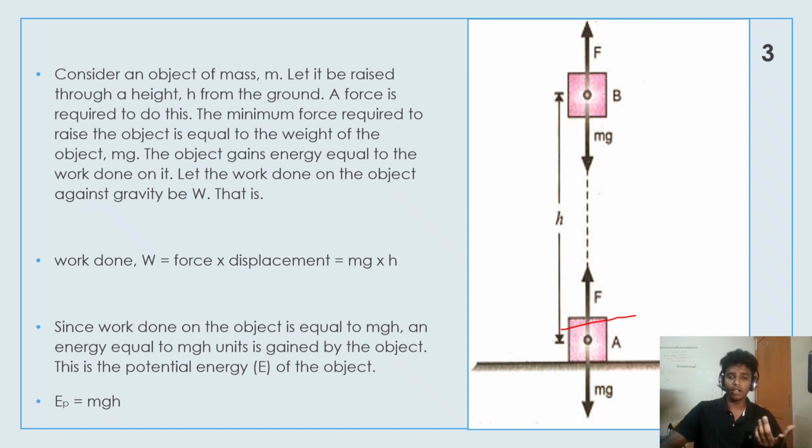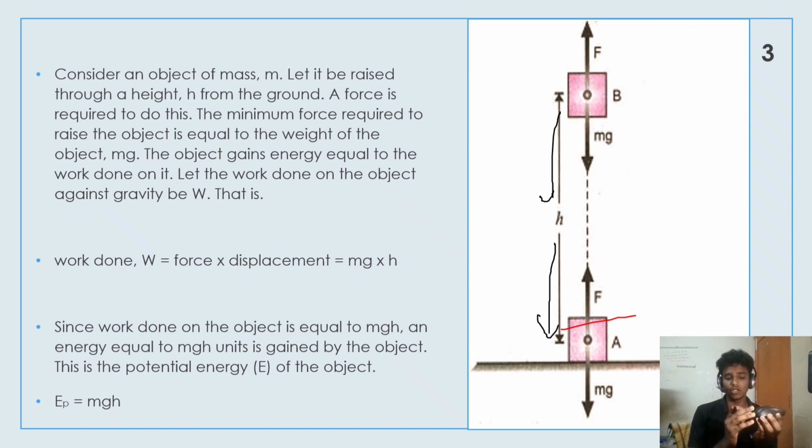Here you can see we are lifting that one through the height h. Okay, this height, and the minimum force required to raise the object is equal to the weight of the object. As we know, while I'm lifting this mouse from its initial position to a certain height, the minimum amount of force that I have to put on it is equal to the weight of the mouse. Okay, so the minimum force should be equal to the weight of the object.